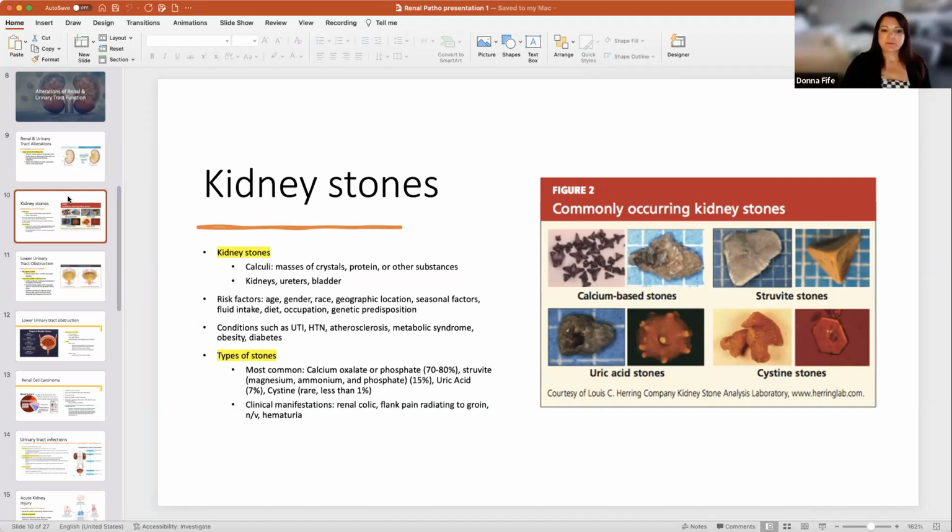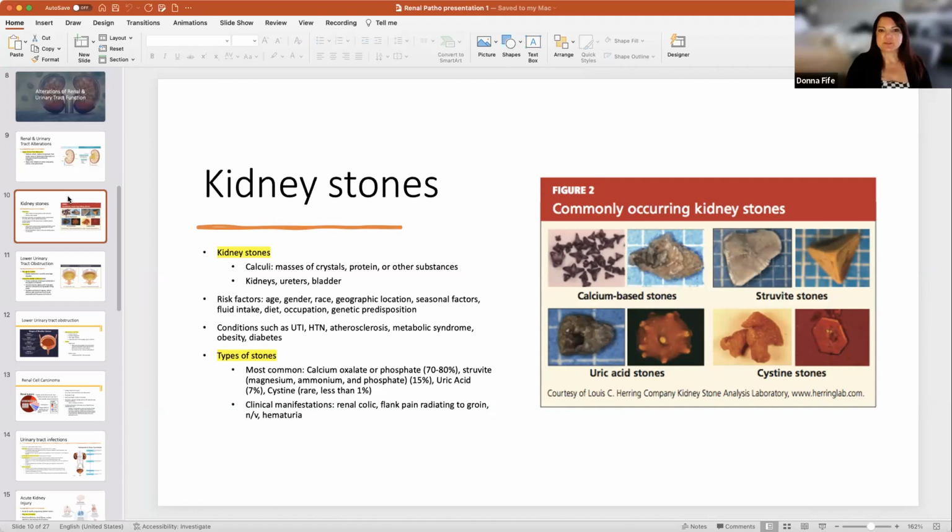Types of stones: most are calcium oxalate or phosphate, which account for about 70 to 80%. You have struvite, which consists of magnesium, ammonium, and phosphate, and that's about 15% of stones. Uric acid, about 7%. Cysteine, which is rare and less than 1%.